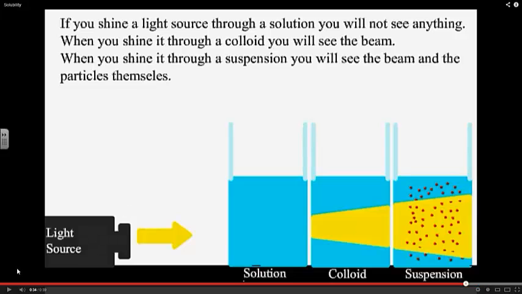If you see particles within the solution, then you know that it is a suspension. If you can see the beam of light pass through it, then you know you have a colloid. And if you can't see anything, then you know you have a solution.